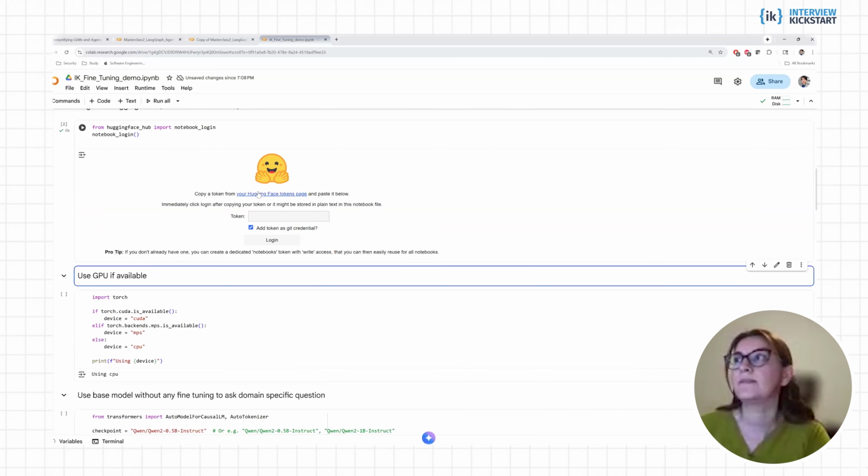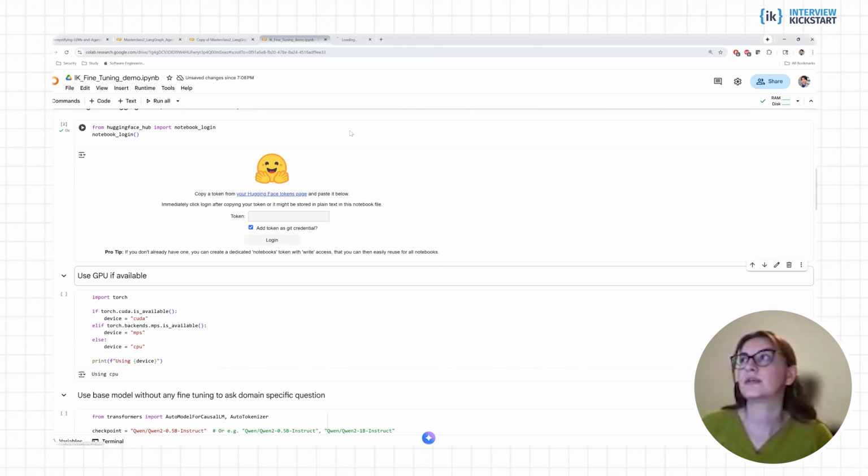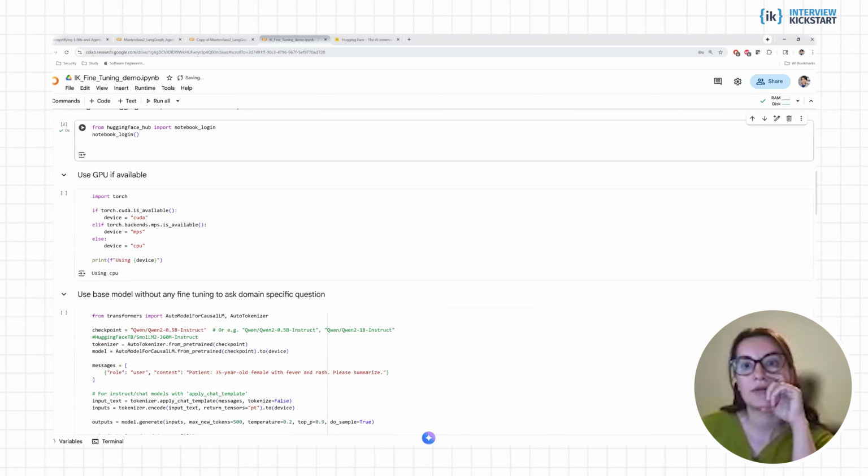So you can see, you can go to your Hugging Face token page. I did have my token already prepared. Hopefully it is not expired, but we'll see. This is how you'll get connected to Hugging Face.